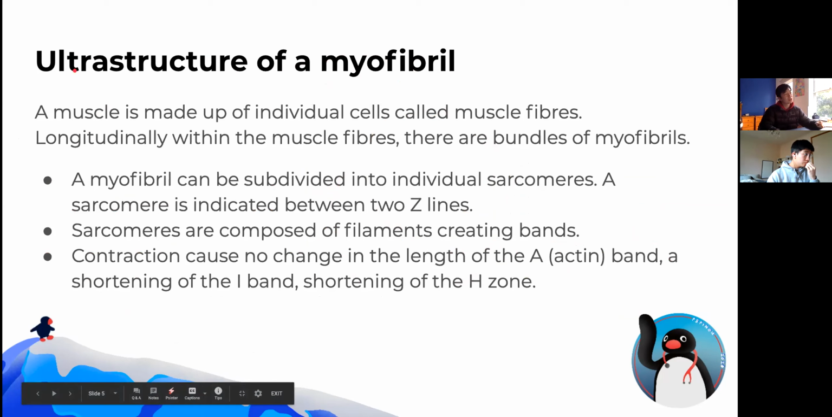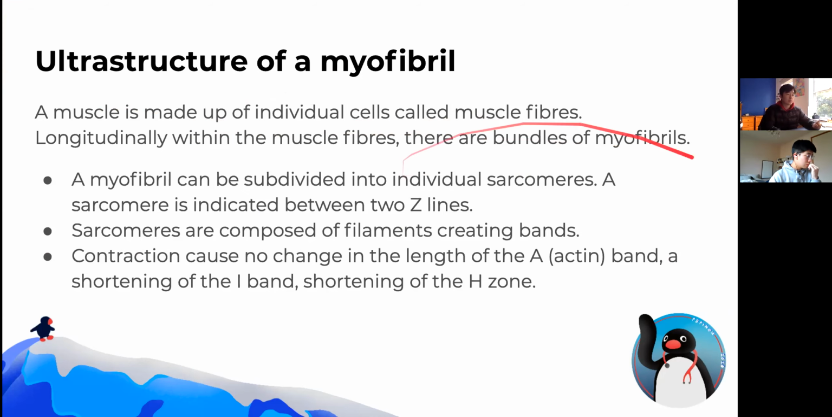What does ultrastructure mean? It just means the very minuscule structure of the different components of a very small structure already. So ultrastructure-wise, a muscle is just made up of individual muscle fibers, longitudinally, right? So it's stretched out, there are bundles of myofibrils. So this is what we just looked at. So a myofibril can be divided into individual sarcomeres, and a sarcomere is indicated between two Z lines.